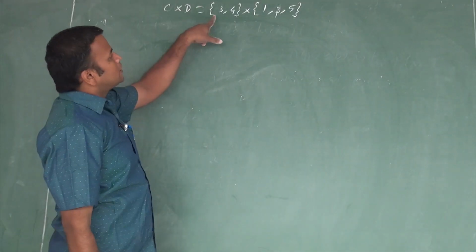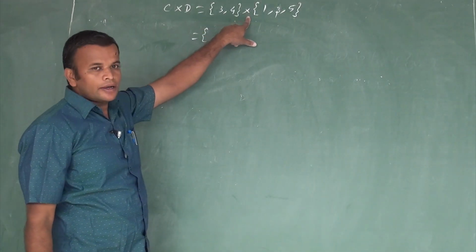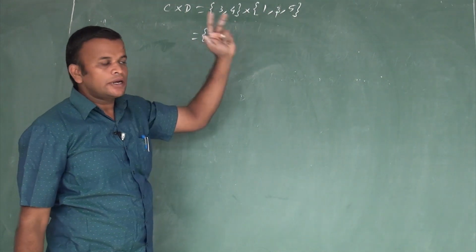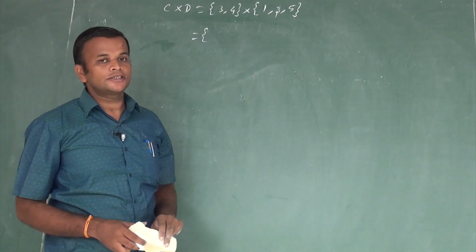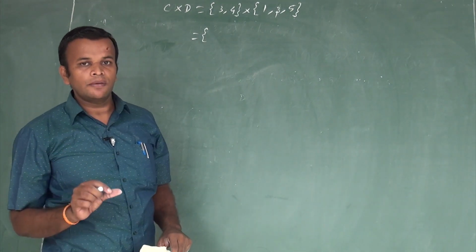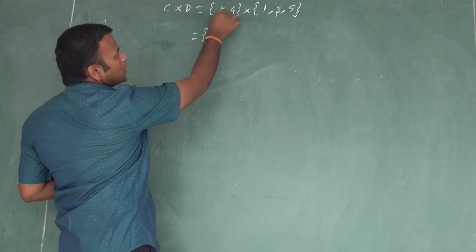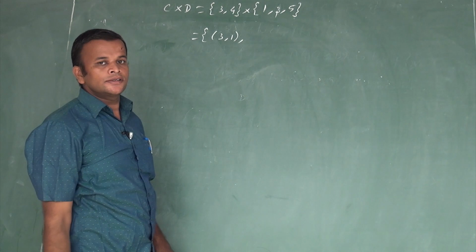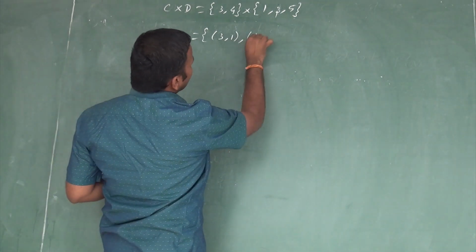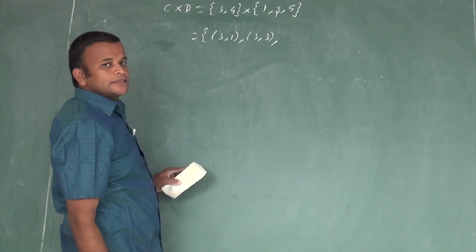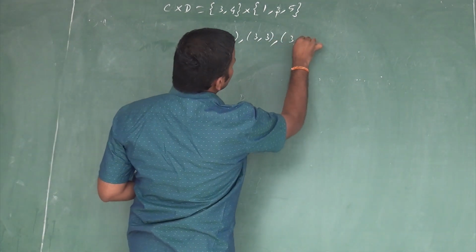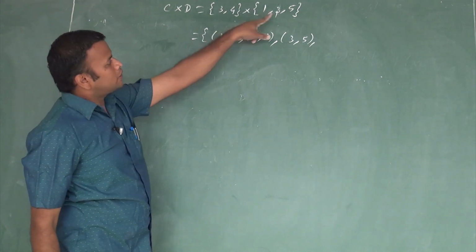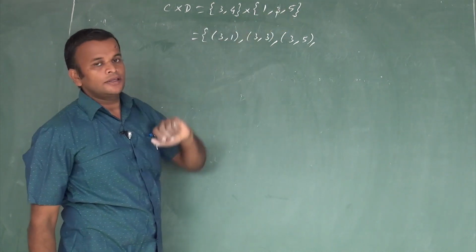C cross D: the elements of C are 3, 4, cross the elements of D, which are 1, 3, 5. Now we write the Cartesian product of these two sets. The first possible ordered pair is 3, 1. Okay. The next one is 3, 3. The next, 3, 5. So 3, 1, 3, 3, 3, 5.